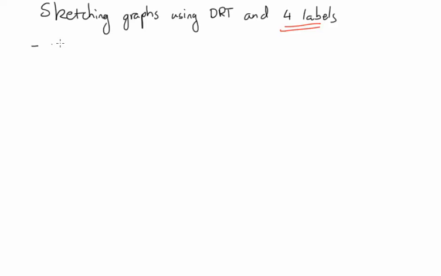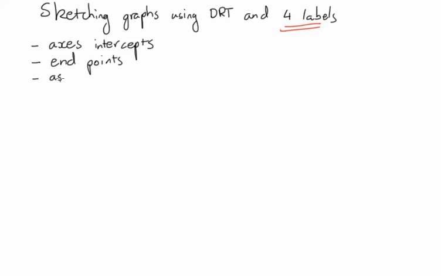The first one is axis intercepts. So this is where your graph hits the X or Y axis. You put those in. Next is endpoints. So this is particularly important if your graph has a restricted domain. You're likely to encounter endpoints.